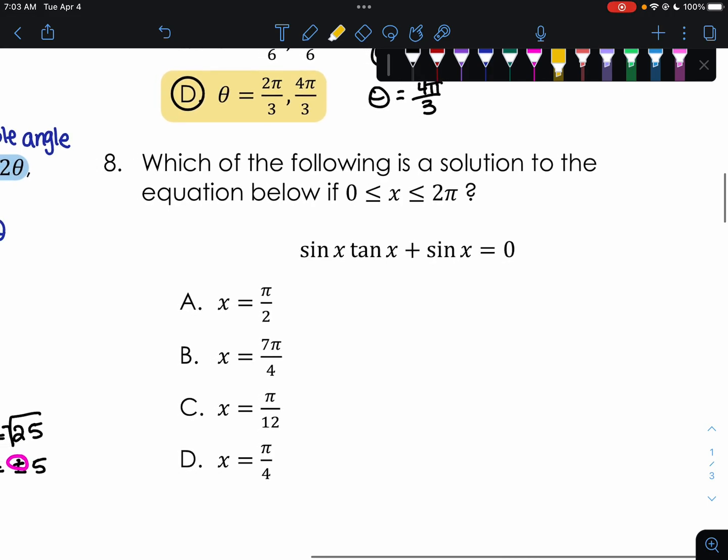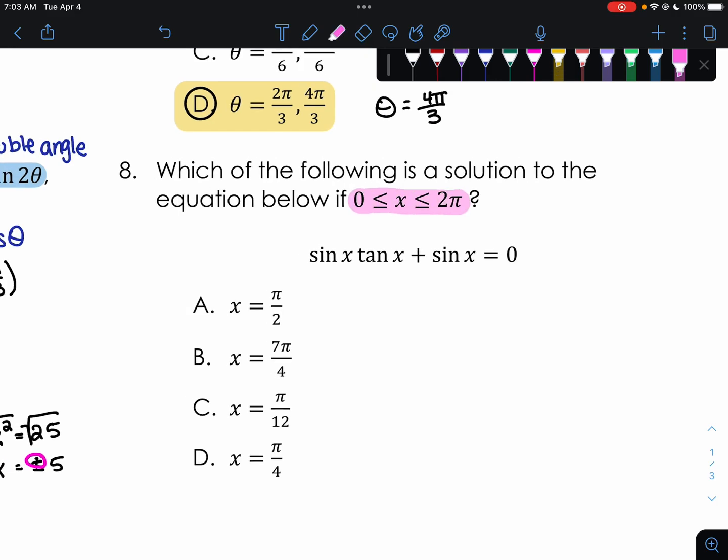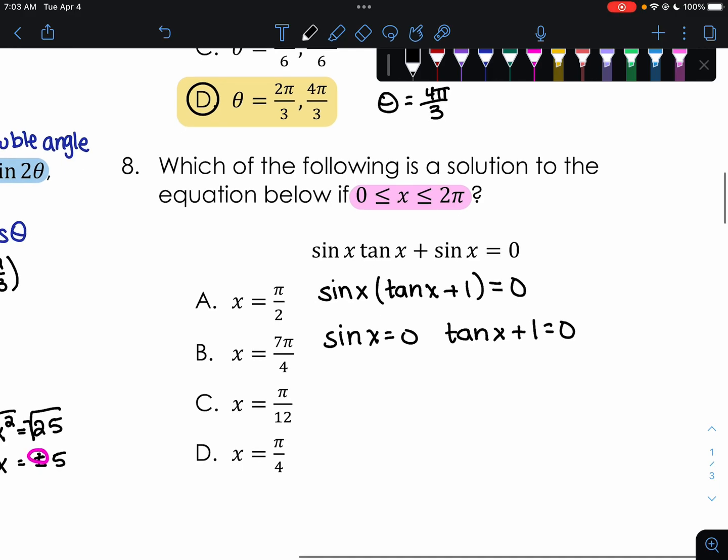Looking at the next one, which of the following is a solution to the equation below if 0 to 2 pi. So again, here is our domain restriction. I'm going to start by factoring out a greatest common factor. So the greatest common factor in this would be sine x, and it leaves me with tangent x plus 1. Now that I have it in factored form, I can set each factor equal to 0. And sine is 0 at 0, pi, and 2 pi.